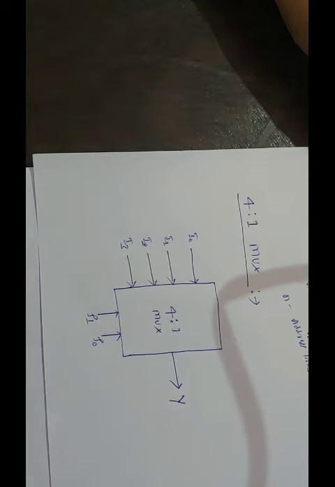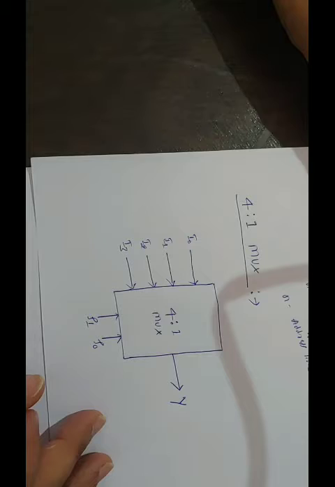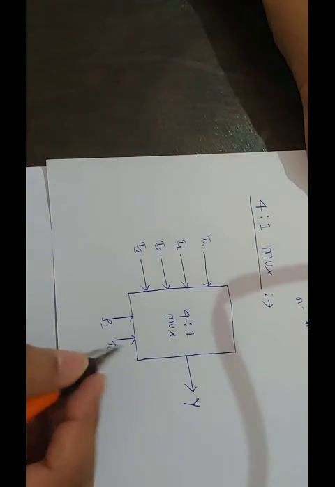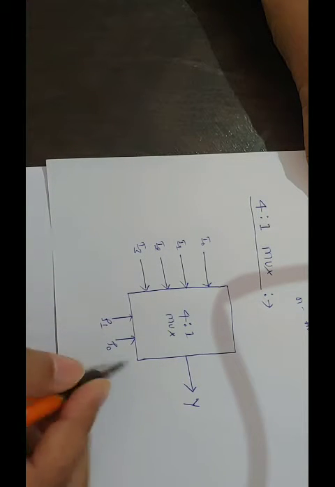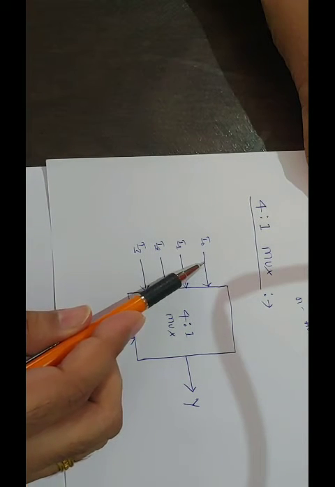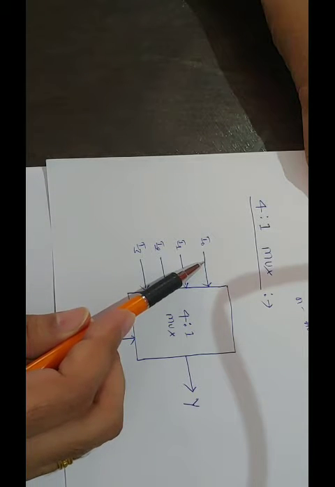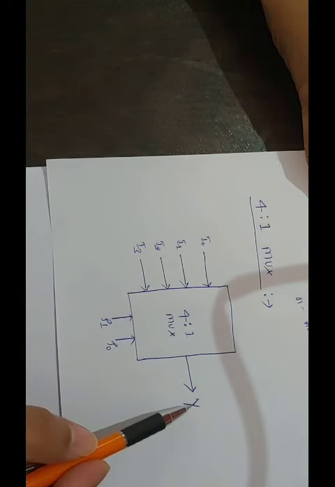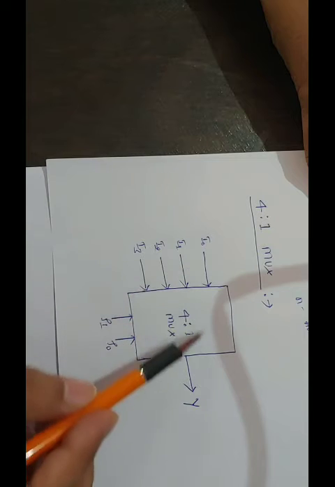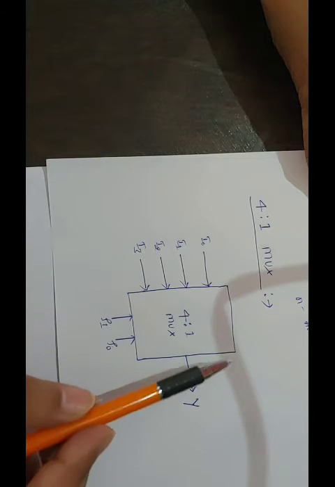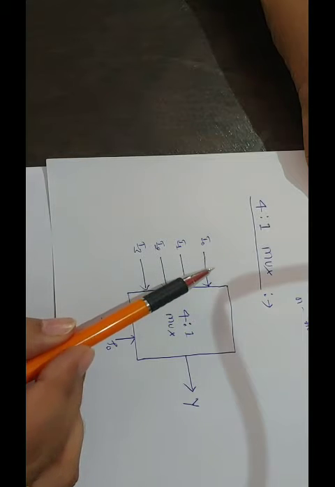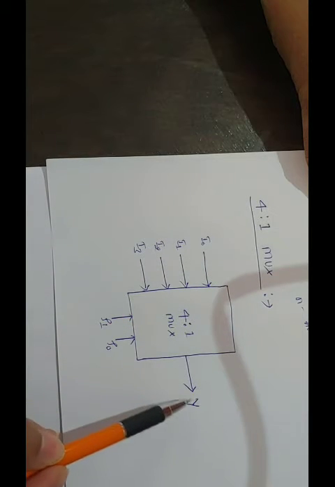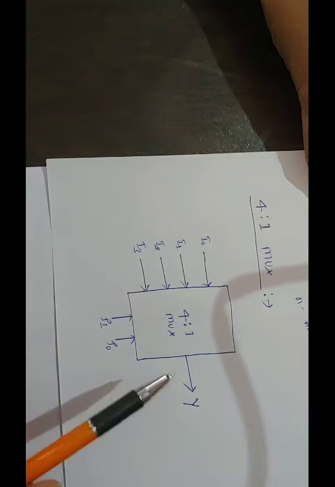So look here, suppose my addresses are 0, 0, so the S0 value is 0 and the S1 value is 0, so the I0 line is selected. Whatever data is in the I0 line has been transferred to the output. Here we are dealing with digital electronics, so your input may be either 0 or 1, and that 0 or 1 is transferred to the output.